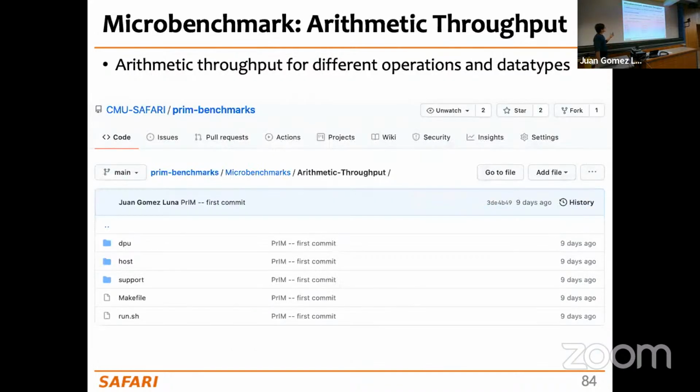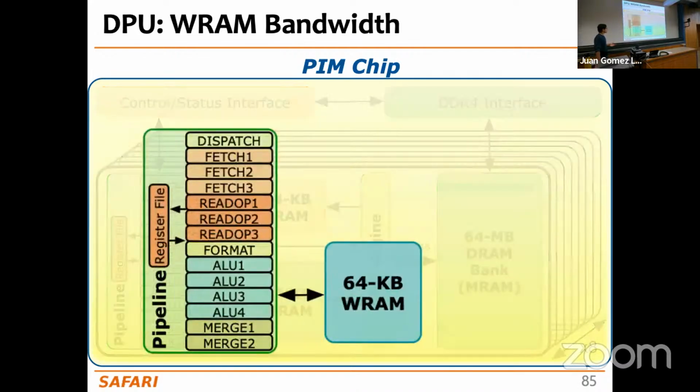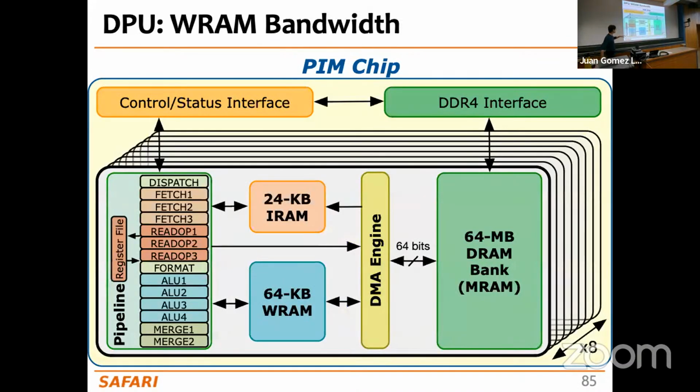Okay, so this code is also available, and there you are. Now, one more thing is the WRAM bandwidth. Now we know how fast this pipeline can be when running multiple threads on it for different data types and operations. Now we want to know how fast it can access data from here and from here, or how fast it can move data between here and here, right?